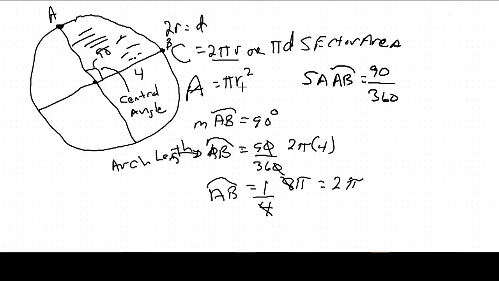And then I'm going to use this equation for area. So this is pi and then r squared. This is going to reduce, so you get 1/4. And then this thing right here is going to be 16 pi. Then you reduce again, and so you get 4 pi for the sector area.